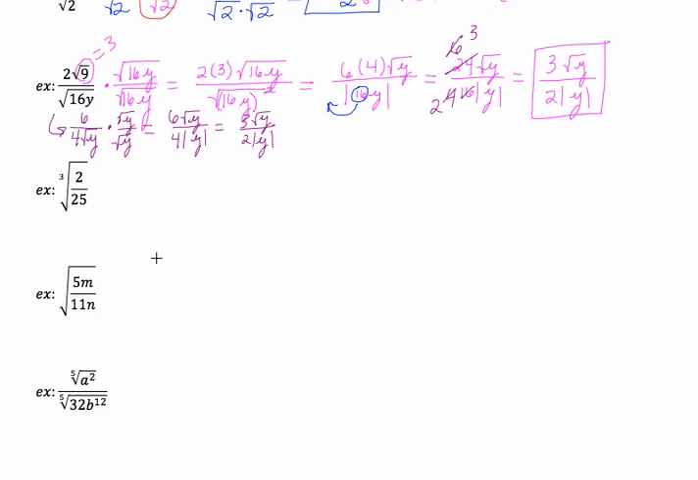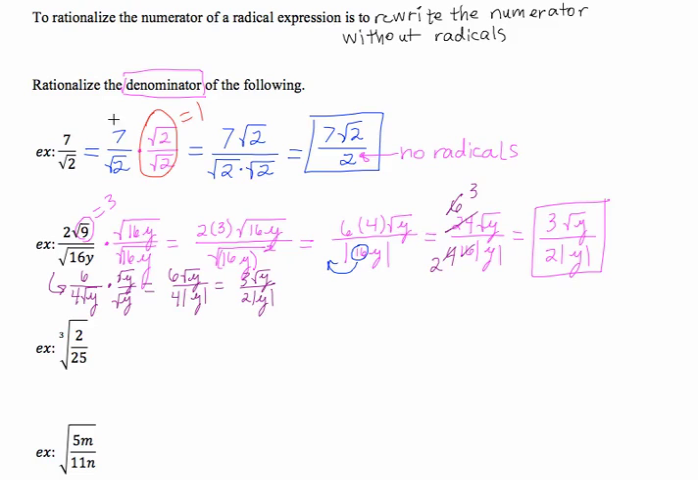Okay, let's do another example. Again, here we're rationalizing the denominator. Now if you look at this, we have a cubed root of a fraction. So we don't even have it written as just an overall fraction yet. So first let's write this as one big fraction by splitting up the radical into two pieces, the cubed root of 2 over the cubed root of 25. Now we can rationalize the denominator.